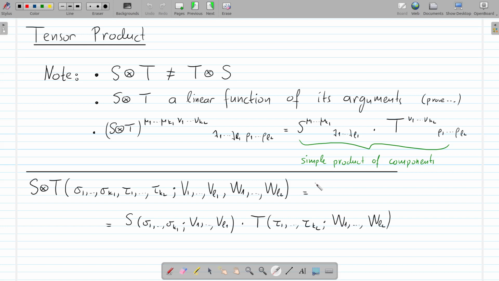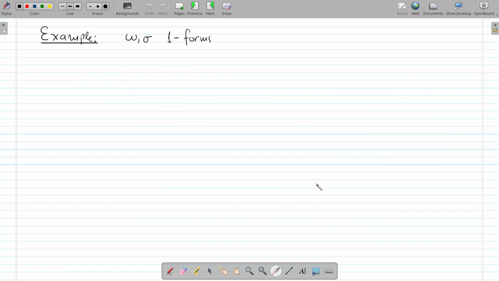So that is a very simple operation obtained by taking simple products of components between two tensors. So let's see the tensor product using special simple examples and start with two one-forms omega and sigma. By definition, the tensor product of omega with sigma acts on two vectors v and w, since this is a (0,2) tensor.